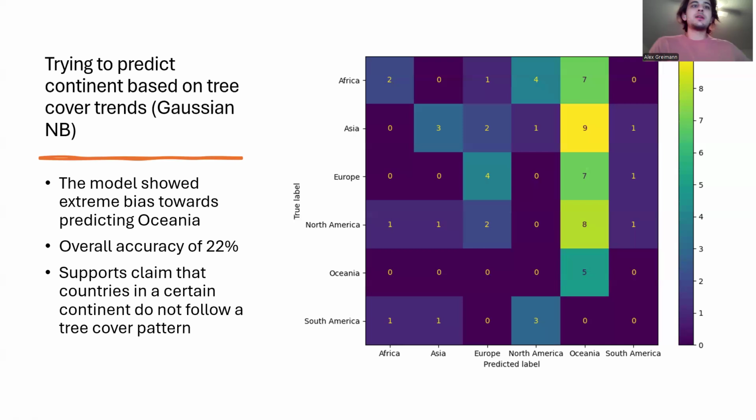It showed an extreme bias towards predicting Oceania with an overall accuracy of 22%. This supports the claim that countries in a certain continent do not follow the same tree cover pattern. So it's not determined by geographical location, but rather a country's specific situation, policies, economy, etc.